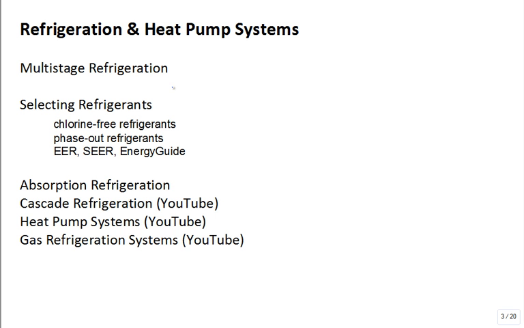What I want to do is talk about wrapping up the multi-stage refrigeration that we talked about last time. Talk a little bit about practical aspects, selecting refrigerants, the push to have chlorine-free refrigerants, the phasing out of older refrigerants because of environmental concerns, EER, SEER, and energy guide, and then talk about absorption. The YouTube videos that I point you to for cascade heat pump and gas refrigeration, I don't think I'm going to be able to cover today, so catch that on the online lecture YouTube videos.